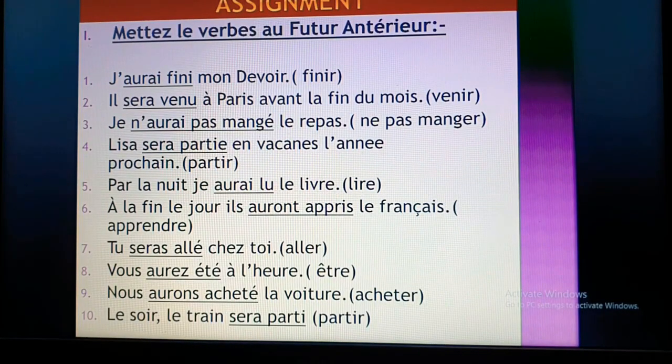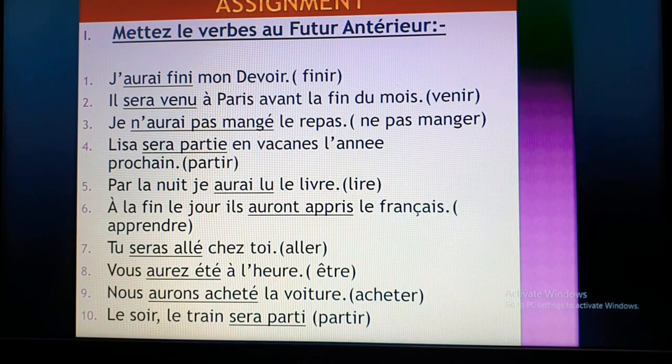The eighth one says vous dash à l'heure. The verb is être. Être itself is an object movement verb, though as the helping verb it goes with the subject movement, but the main verb is an object movement verb. So être with avoir will be the object movement. You will have been on time. So vous aurez, according to vous, avoir and the past participle of être.